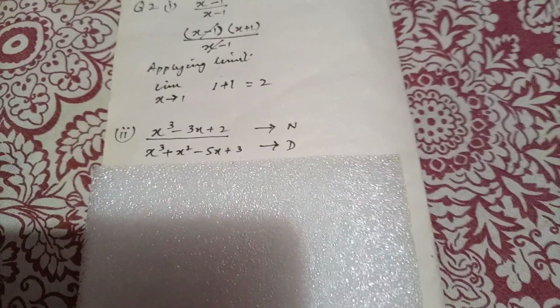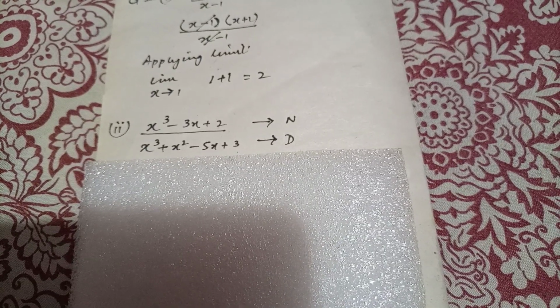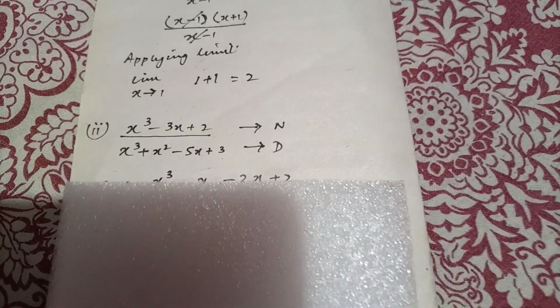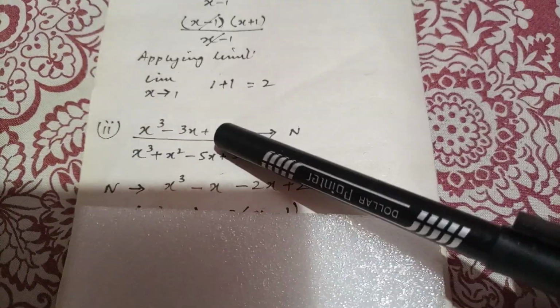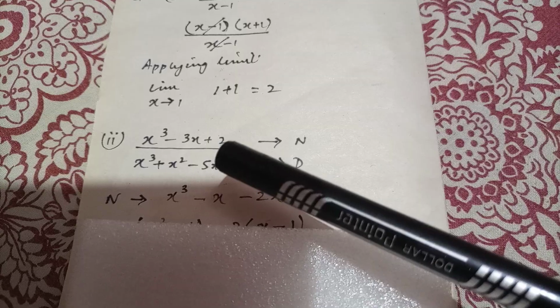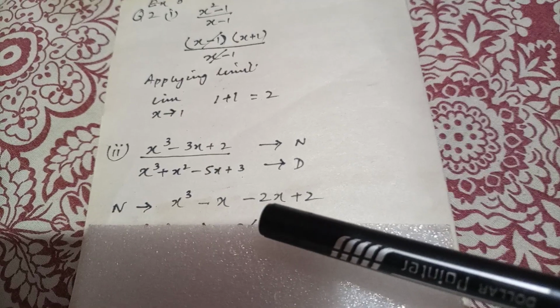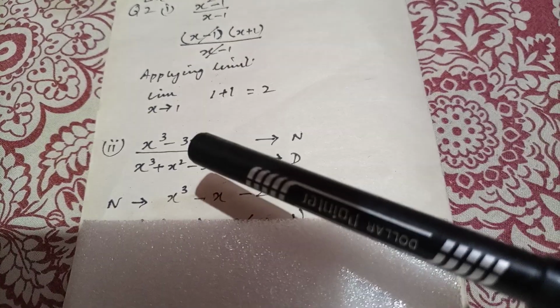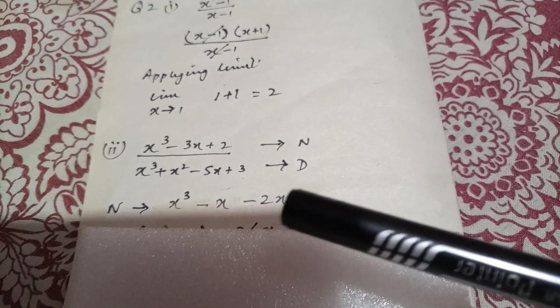Now for part 2, since it has very complicated expressions, I mentioned the numerator and denominator separately because I will simplify them separately. First I will simplify the numerator, then the denominator. The numerator was given to us as x cube minus 3x plus 2, right? So I split that minus 3x into minus x and minus 2x. When you add minus x and minus 2x, you get minus 3x. So I split it in two parts so that I can take further common by making four terms over there.